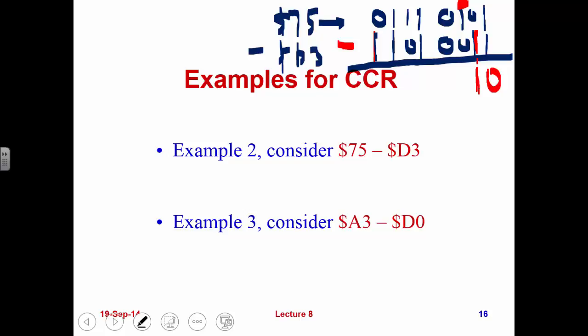Okay, make sure that when you borrow from the high-order bit. So here you borrow 4, and you subtract by this 1, which corresponds to 2. So 4 minus 2, you still have 2 left. So this result is still 1.